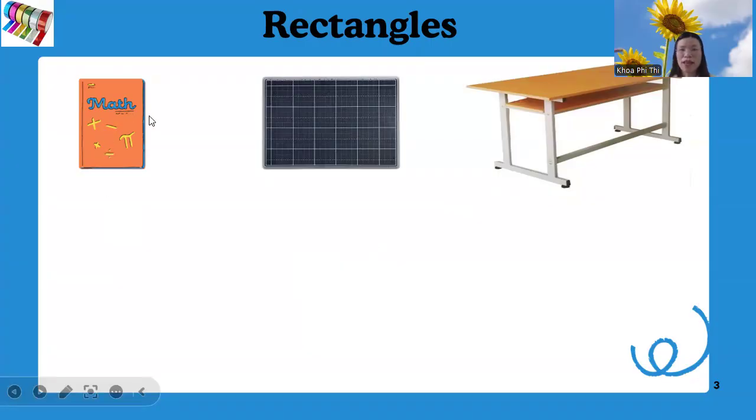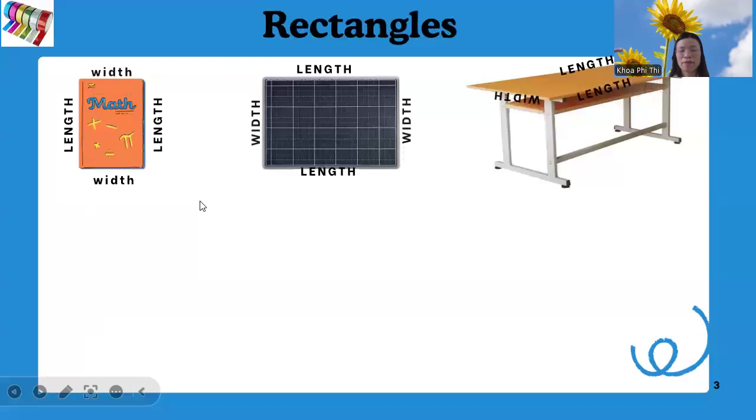Right, because they have four sides: two longer sides, which are called lengths, and two shorter sides, which are called widths. And also they have four right angles. Each of them has four right angles. Each of these objects here has a different size.